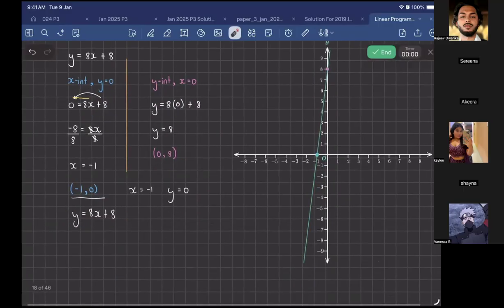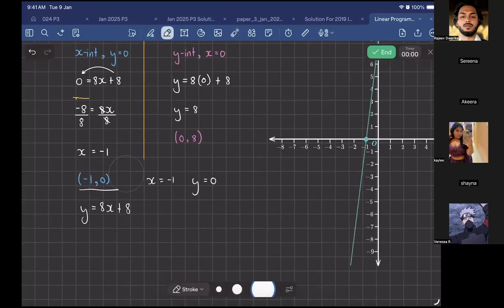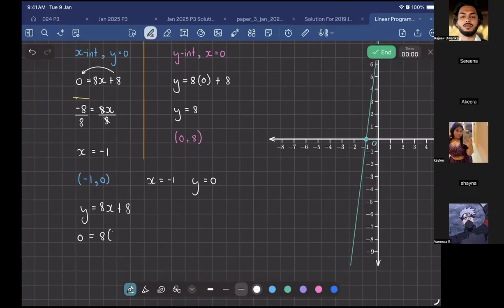So I'm going to plug it into the equation now, and we're going to see if we get less than, more than, or equal to. So x is -1 and y is 0. Anywhere I see y, what would I put? I'll put 0, right? And what is x? Sorry, x is not 0, it's -1. Right? -1 plus 8. What is 8 times -1? -8. What is -8 plus 8?